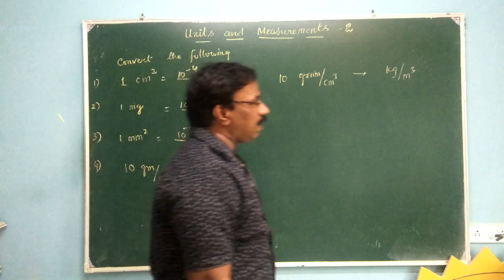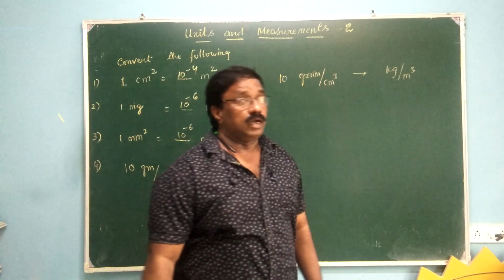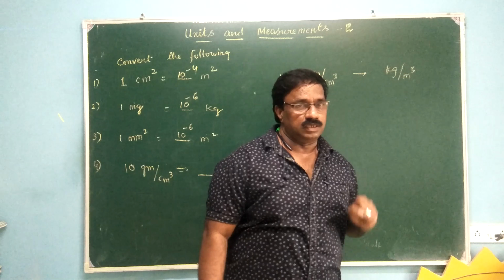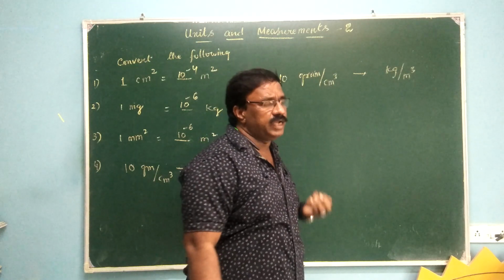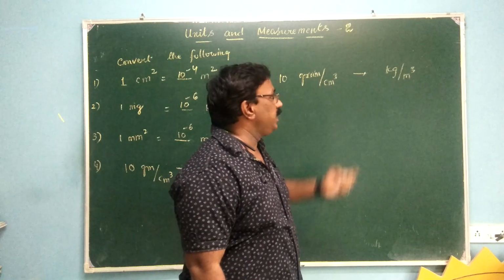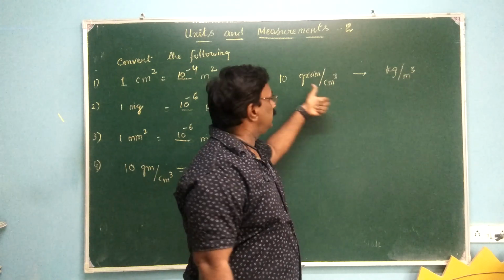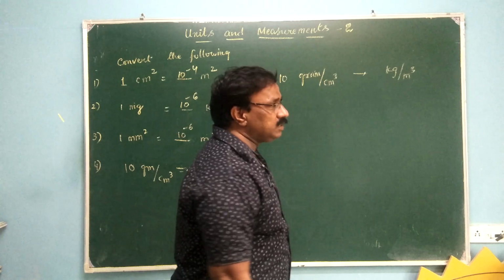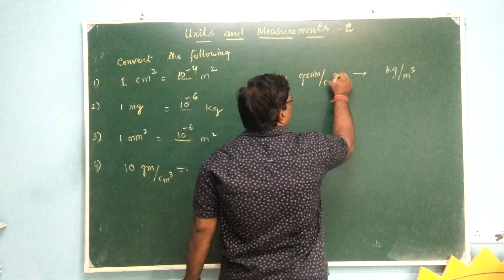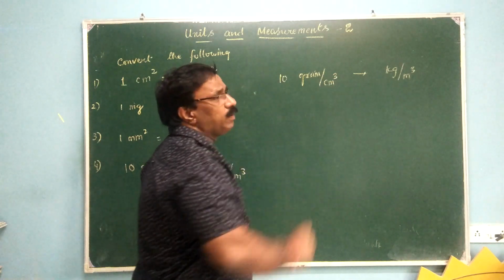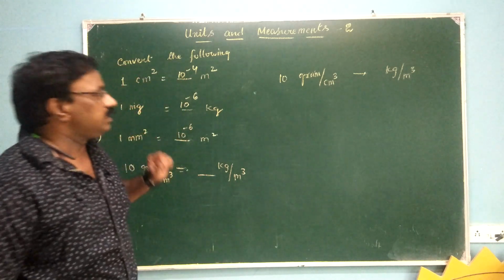Do you know what this gram per centimeter cube represents? Density, mass by volume. In most of the numericals we get density. There, instead of giving in SI they may give in CGS. SI is kilogram per meter cube and CGS is gram per centimeter cube. It is necessary for us to know how to convert gram per centimeter cube to kilogram per meter cube in an easy manner. Let us see how.